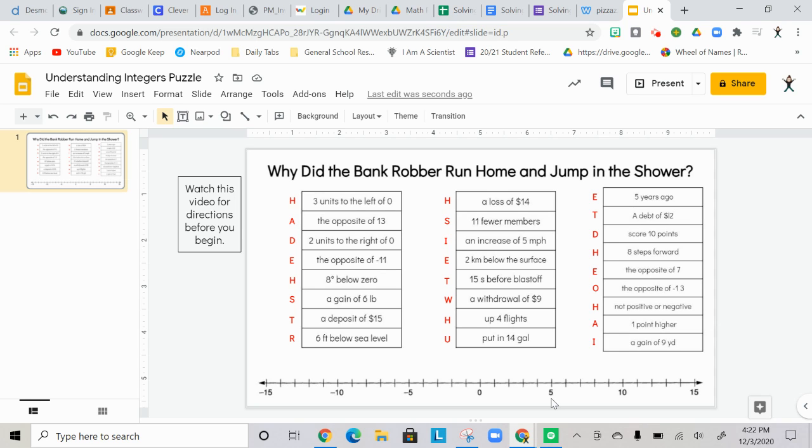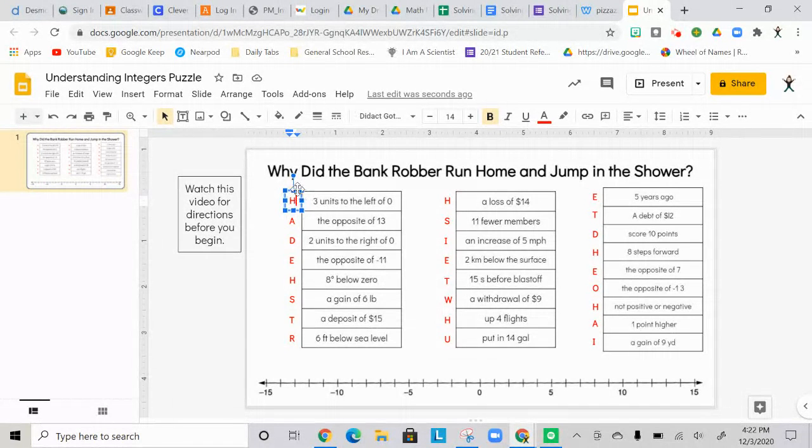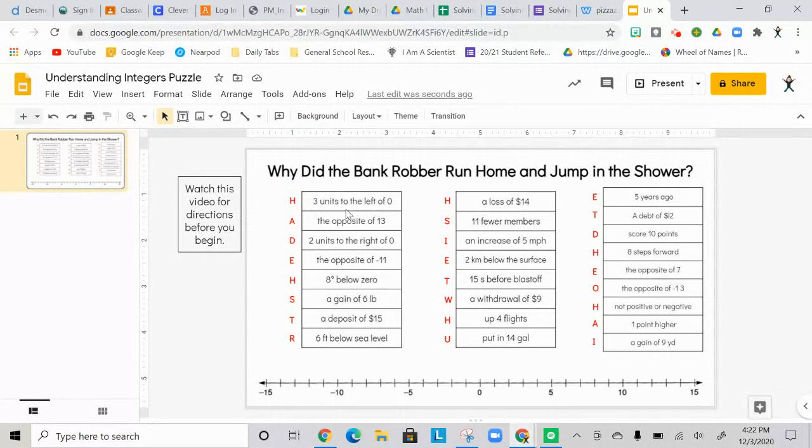Okay, so the directions for this activity are pretty simple. Your job is going to be to read each of these word phrases and determine what they represent as an integer. Once you've determined what that word phrase represents as an integer, you're going to take the letter next to the word phrase and place it at that integer on the number line. The number line's down here at the bottom. So let's look at an example together.